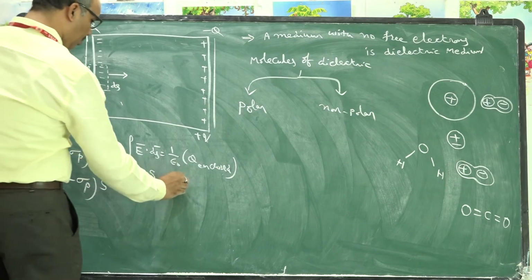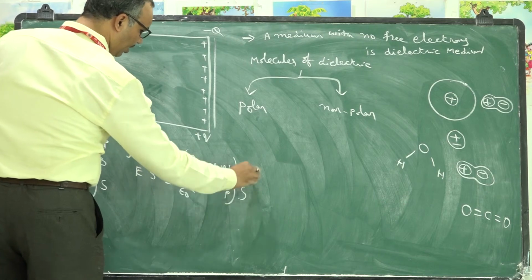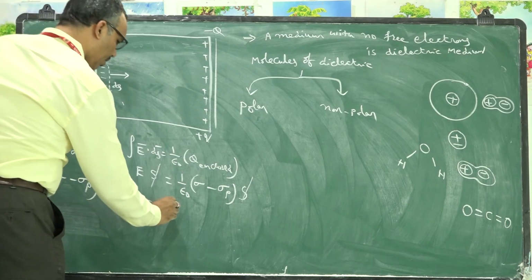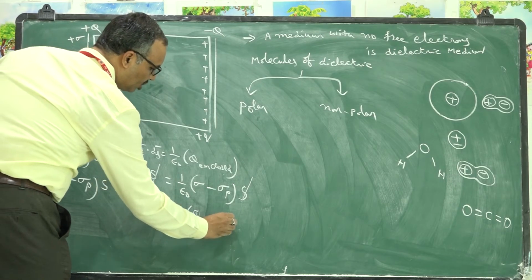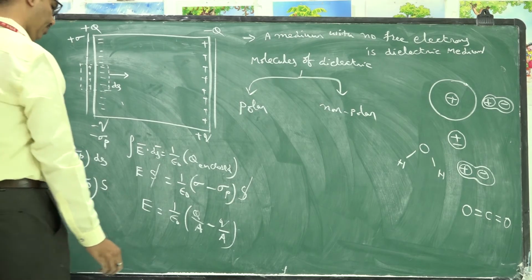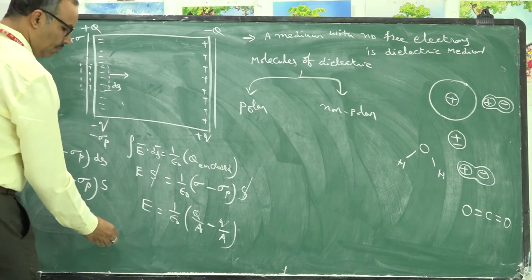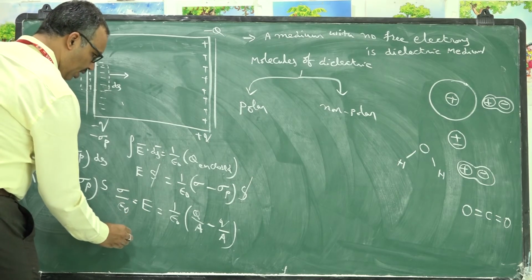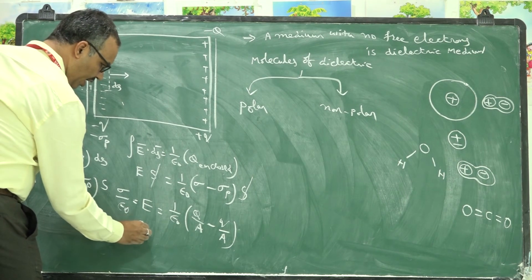So if you substitute 1 by epsilon naught into sigma minus sigma p into S here, S gets cancelled, then E is given by 1 by epsilon naught, capital Q by A minus small q by A. Then, you already know that E is equal to sigma by epsilon naught. You can write it as sigma by epsilon naught. Then sigma means q by A.